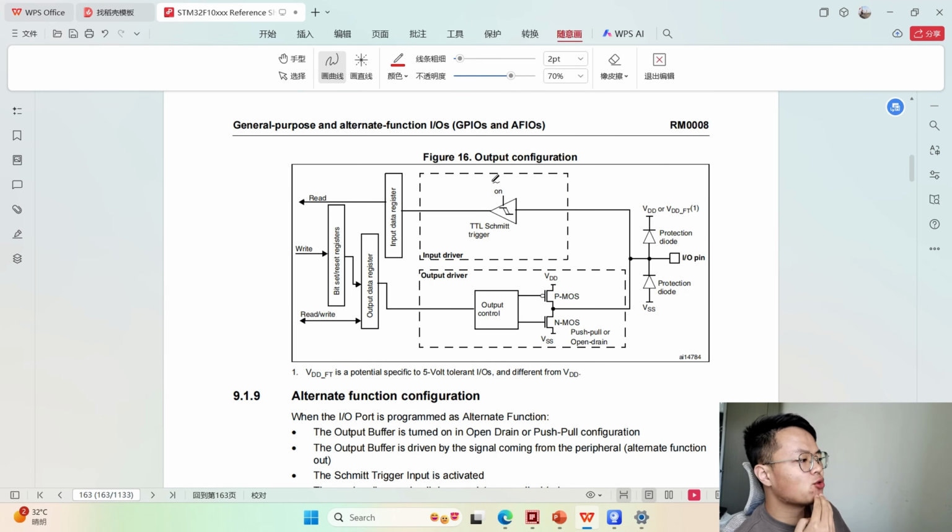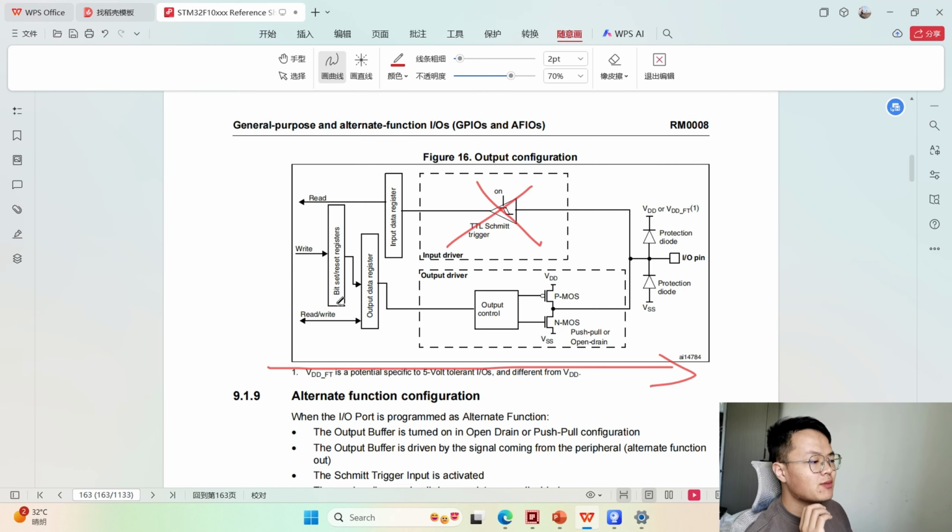We can check this diagram, the picture of output configuration. We don't need to see the input driver. The output direction is like this. You can write code about the bit set or reset register and output data register to configure which pin is used for output mode and output high or low.